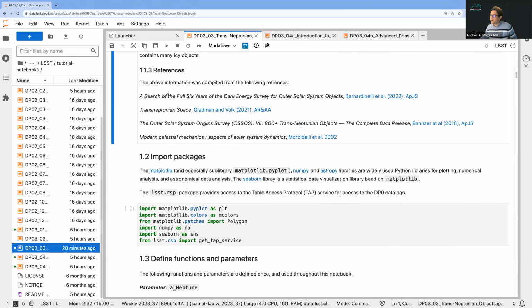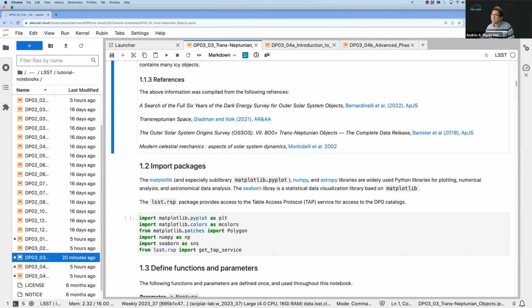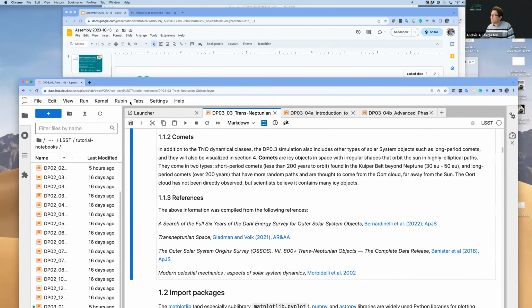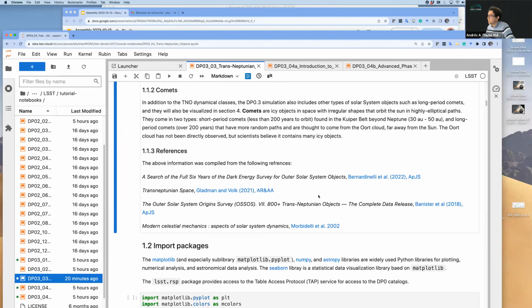Then I encourage all of you to look at the main references that I used for the creation of the notebook. In particular, I mentioned this paper, Bernardinelli et al., from the Dark Energy Survey year 6. And let me see if I can show the plot that we want to reproduce here.